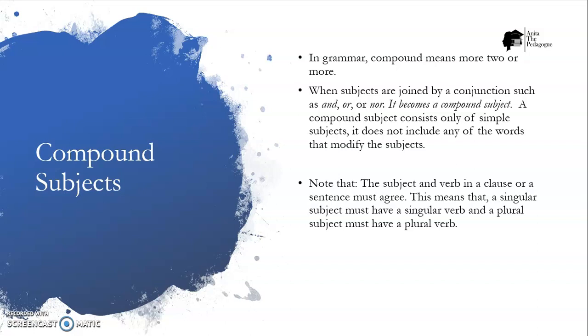Note that the subject and verb in a clause or a sentence must agree. This means that a singular subject must have a singular verb, and the plural subject must have a plural verb. When do we say a sentence has a compound subject? Let's look at some examples.